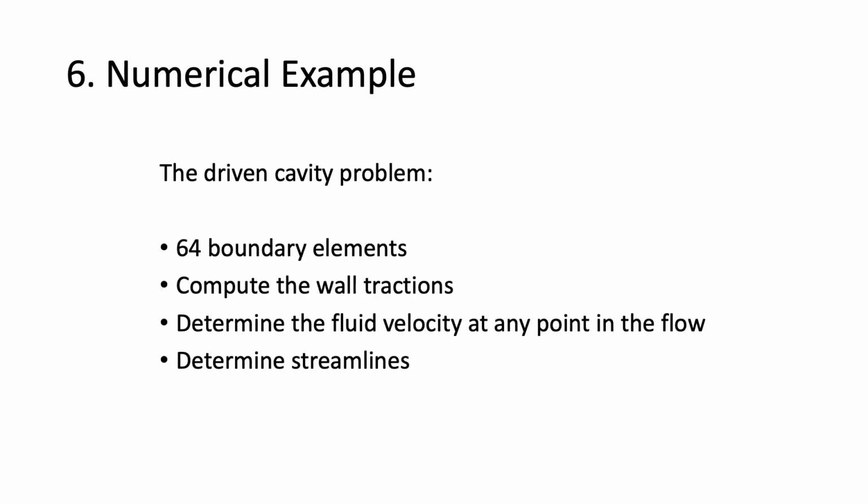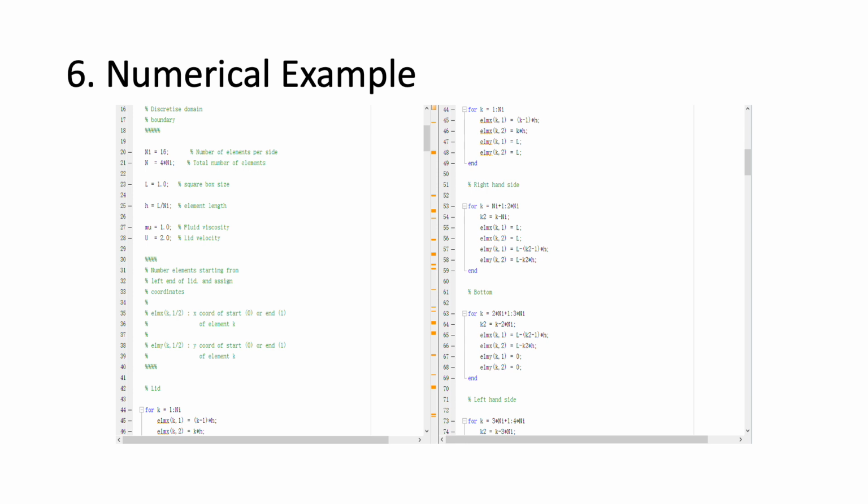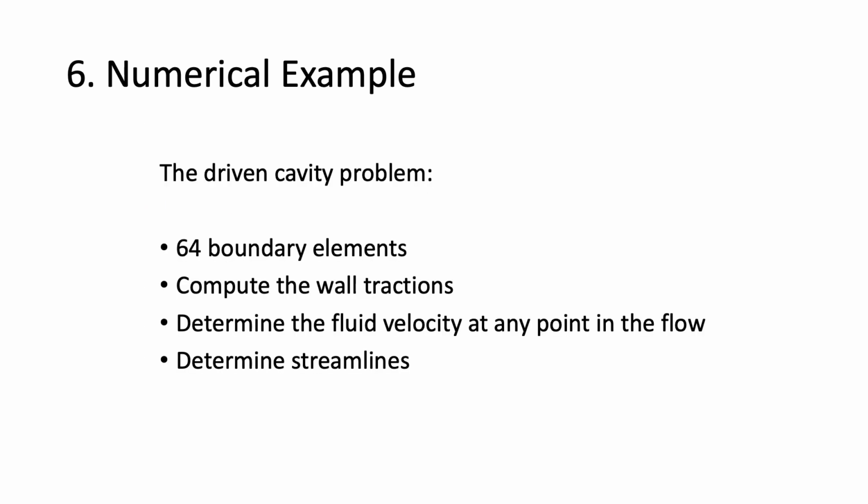This is the basic procedure to solve the problem. First, I set 64 boundary elements, that is 16 elements on each wall or lid. And then I computed the wall tractions to determine the fluid velocity at any point in the flow. Finally, I determined the streamlines. This is a part of the main MATLAB code I used to solve the problem. I will show you the plots of the results.